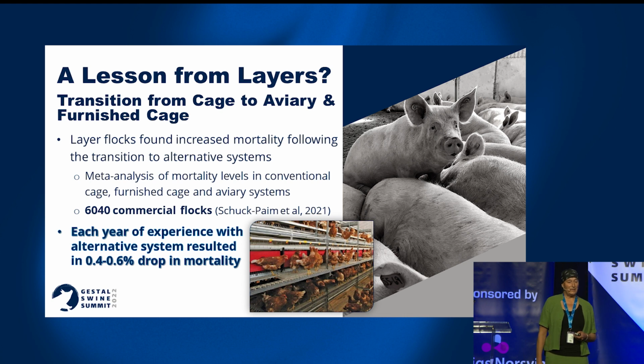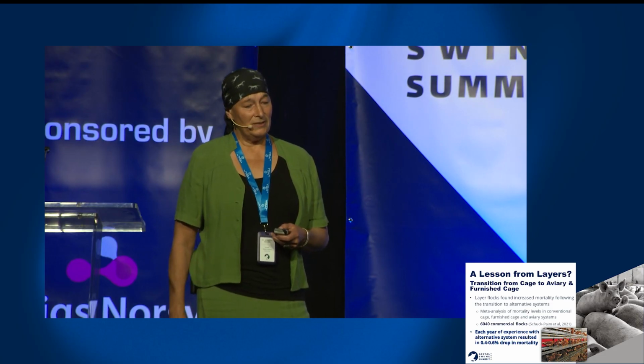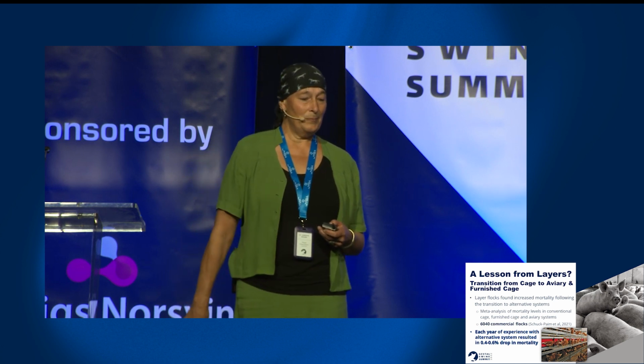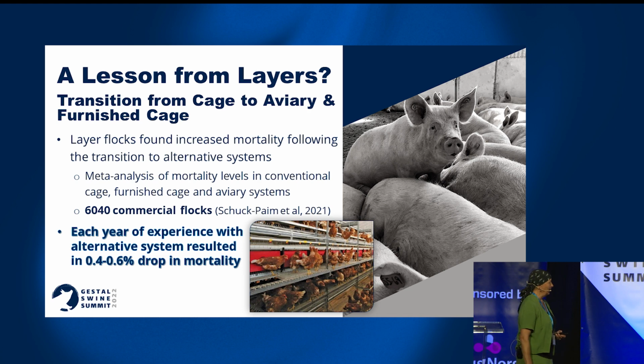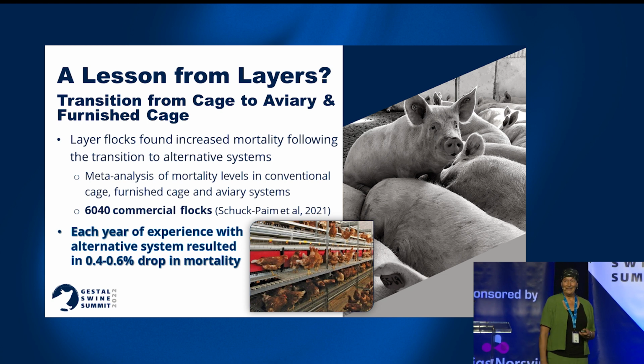So this study is a meta-analysis of the mortality levels followed in 6,040 commercial flocks, so a considerable sample size. And each year of experience with that alternative system resulted in a 0.4 to 0.6% drop in mortality. So as producers became more familiar with how to manage these systems, that mortality level dropped, and that's what I'm hoping we're also going to see in our industry as we transition to groups, right? That's hopefully something that we can replicate in a future study. So yeah, hopefully Canada and other countries can get this right.